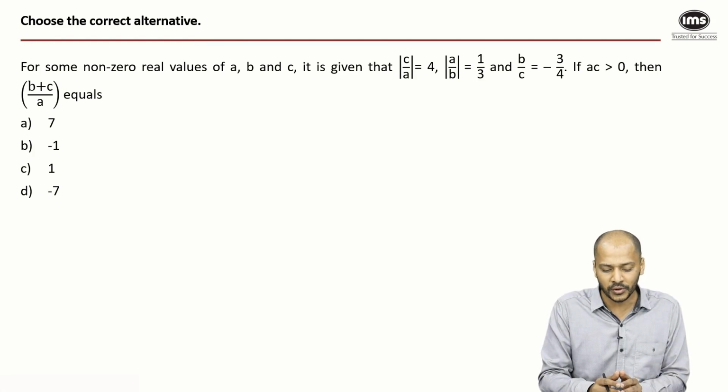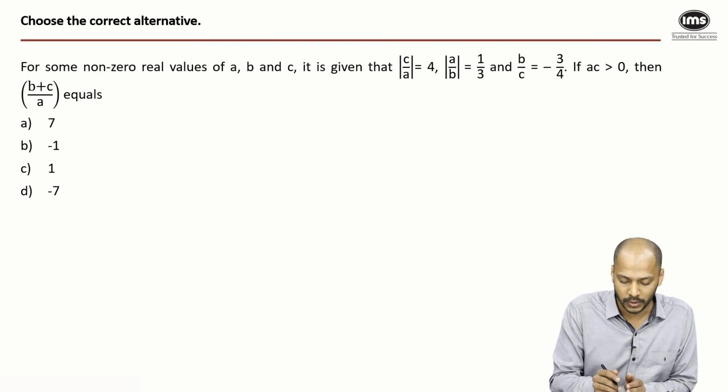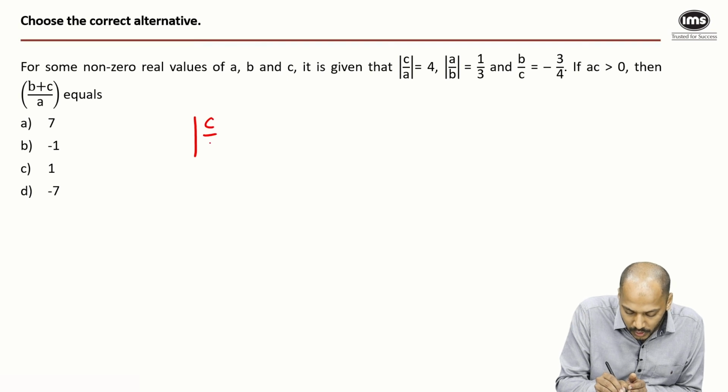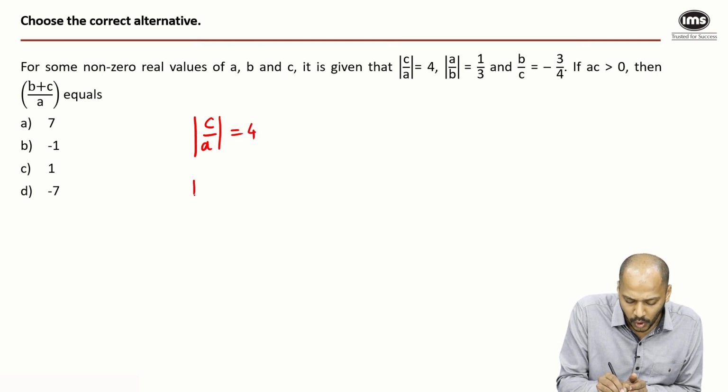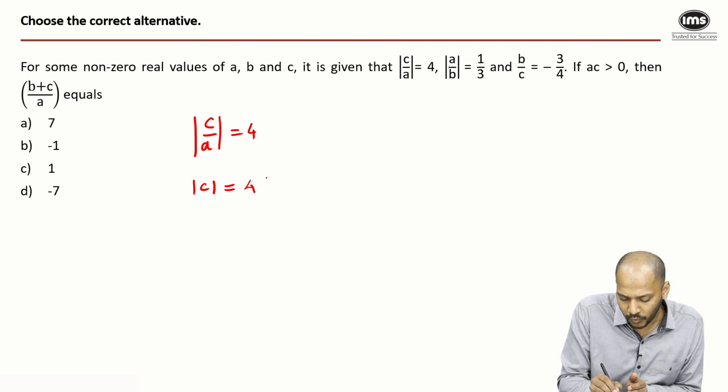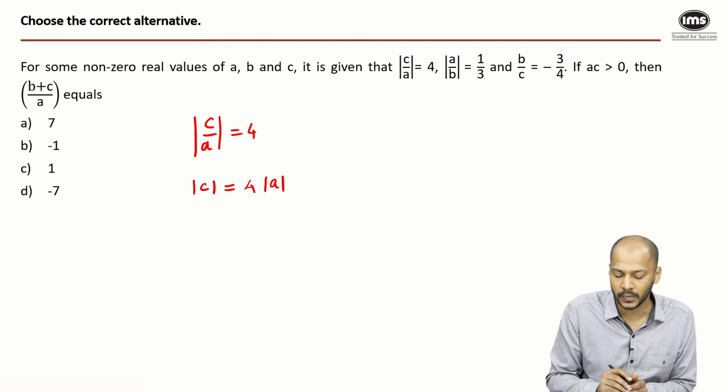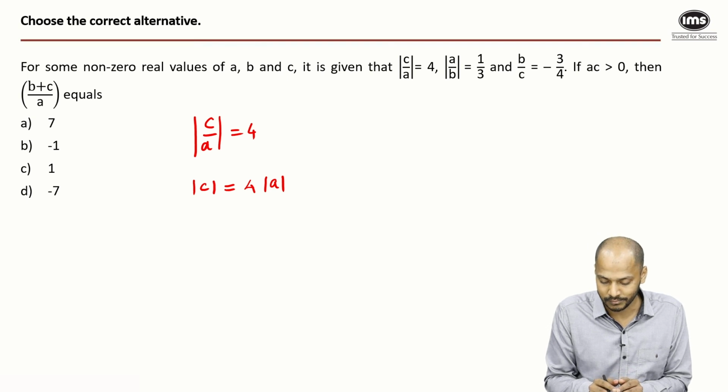For some non-zero real values of a, b, c, it is given that modulus of c upon a is equal to 4. What I can say is mod involves positive values, right? So if I just take the mod of c, that should be equal to 4 times the mod of a. Alright, this is the first equation.